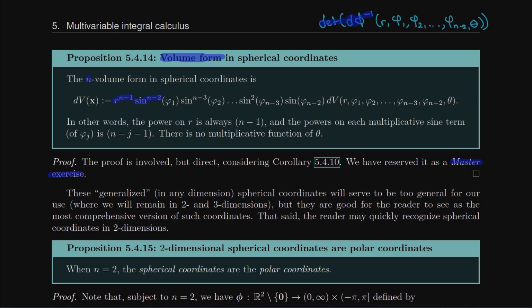R to the n minus 1, sine to the n minus 2 of phi 1, sine to the n minus 3 of phi 2, all the way down to sine squared of phi n minus 3, sine of phi n minus 2. So really, these are all of the polar angles. Notice the azimuthal angle does not show up in here, so there's no multiplicative theta. But we do have all of these polar angles with reducing powers of sines.